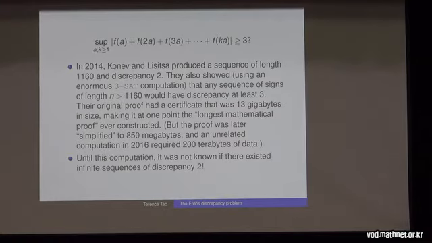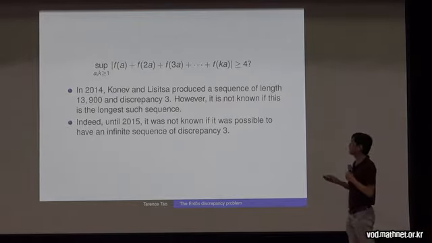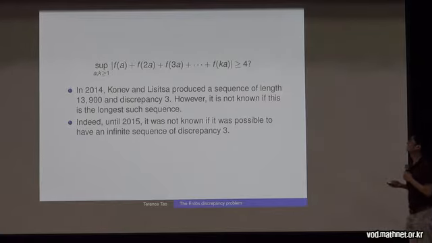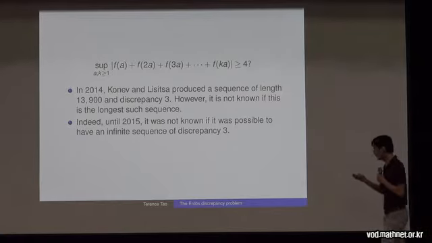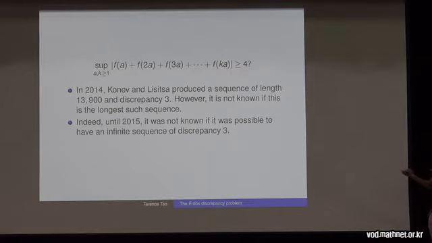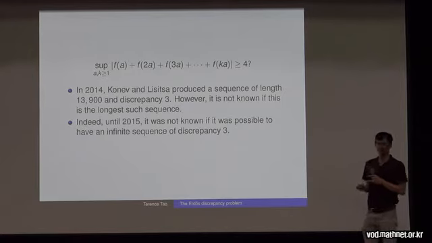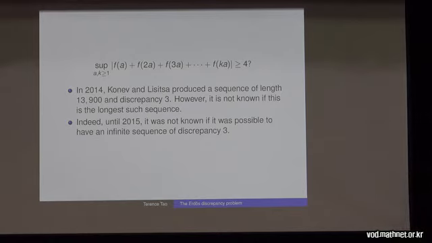All right, so that's discrepancy 3. So discrepancy must eventually be at least 3. What about 4? Konev and Lisitsa tried to compute what happens with 4. They were able to construct a fairly long sequence of 13,900 signs where the discrepancy always stayed at most 3. All the partial sums were always between -3 and +3. But they did not know if this was the largest sequence. So now it's a 4-SAT problem. At this size, it's really not within the range of modern computers. And so it was not known whether this sequence had to have discrepancy at least 4 eventually.